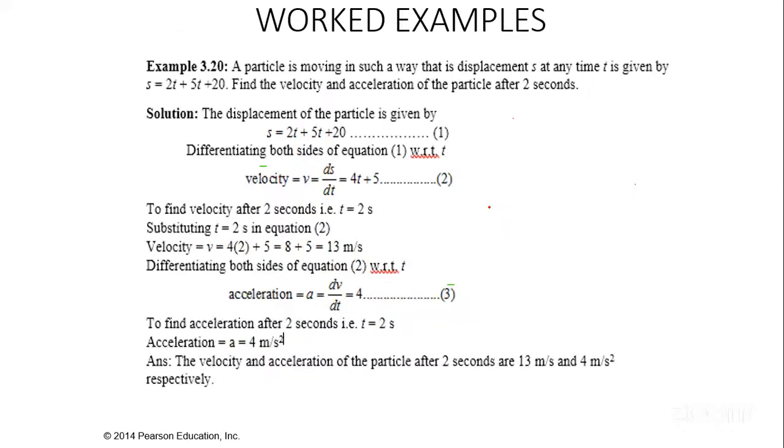So here is another example. A particle is moving in such a way that its displacement s at any time t is given by s is equal to 2t squared plus 5t plus 20. Find the velocity and acceleration of the particle after 2 seconds.